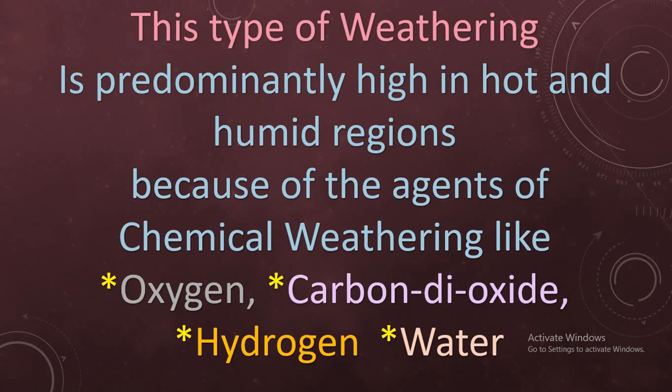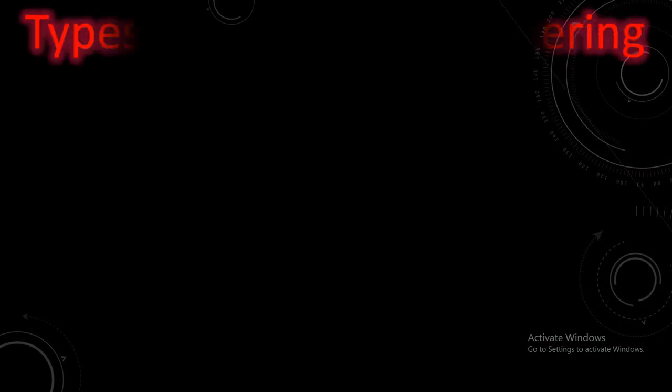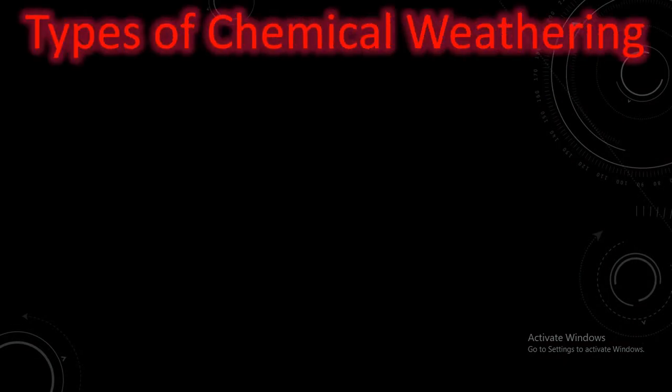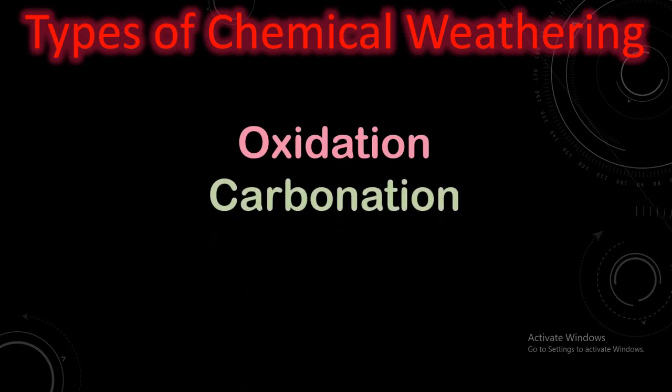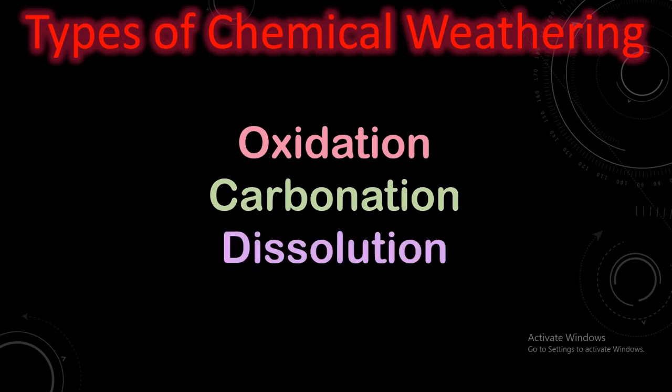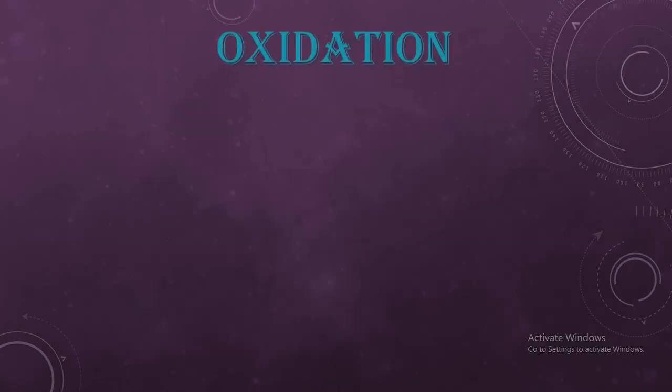We'll move on to the types of chemical weathering. Oxidation. The next one is carbonation, dissolution and hydration.